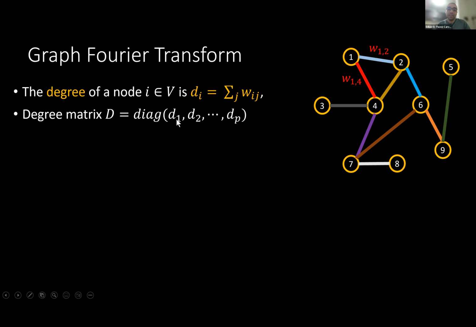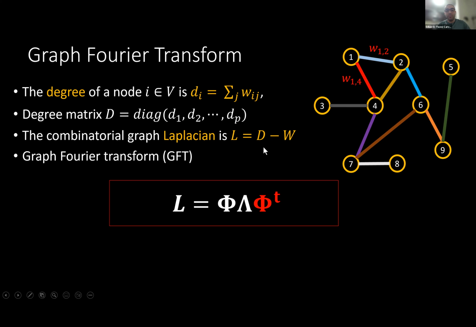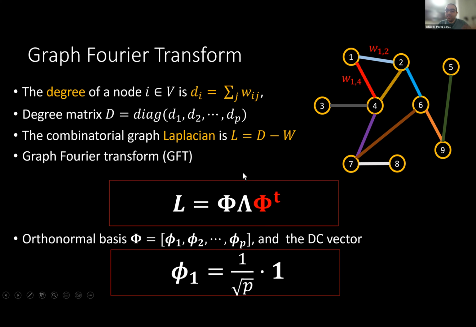Using this, we can define the combinatorial graph Laplacian L equals the degree matrix D minus W, which is the weight matrix. And then the graph Fourier transform is basically the eigenvectors of the Laplacian, this matrix phi. This is an orthonormal basis. What I want you to remember is that the first eigenvector, which is called the DC vector, is a constant. Because it has unit norm, it's normalized by the square root of the number of nodes in the graph. So this is the DC, lowest frequency vector.